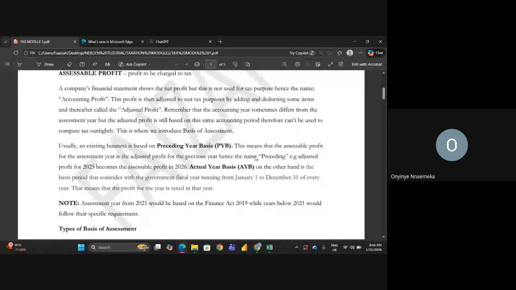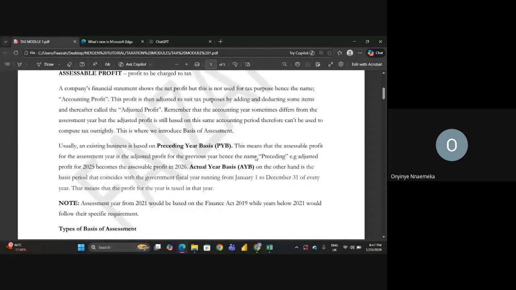You did not just commence. You've been in existence, right? It's taxed on preceding year basis. Now, what preceding year basis means is that the profit of this year is taxed the following year. The profit of last year is taxed this year. That is what we call preceding. Preceding means previous, like last one. So the profit of last year is taxed this year.